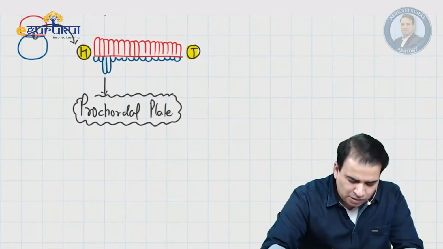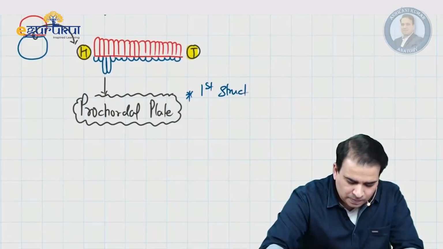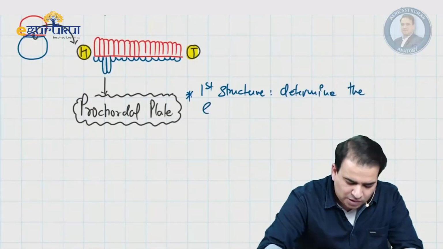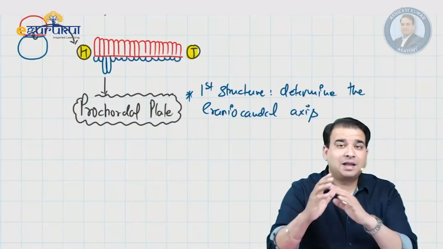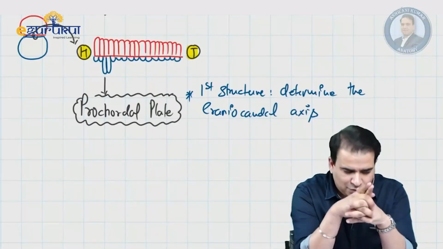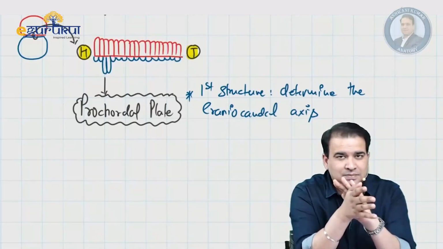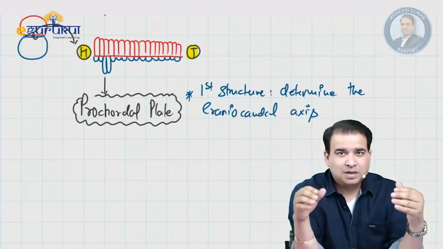So in a way, the procaudal plate is the first structure to determine the craniocaudal axis of the embryo. And please be careful about this. It is the first structure to determine the craniocaudal axis. It is not the structure which also decides the right and left of the embryo.